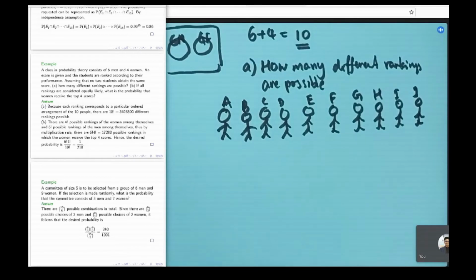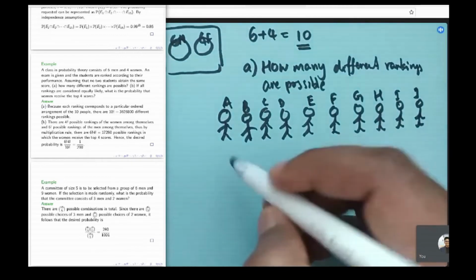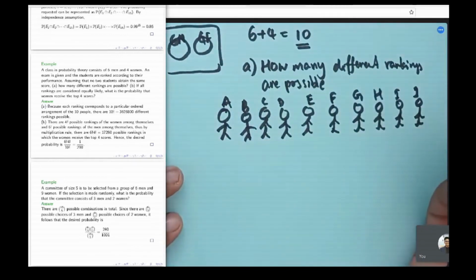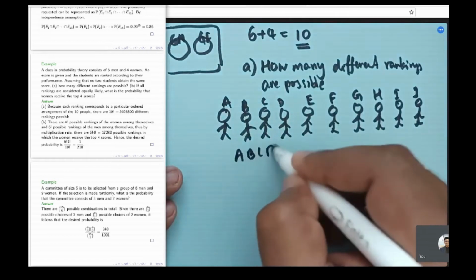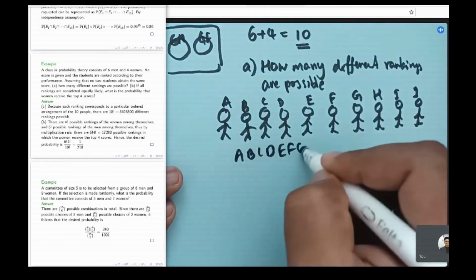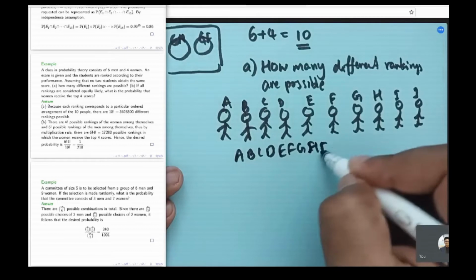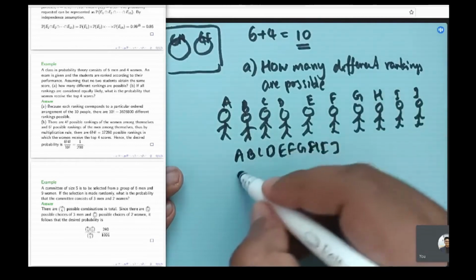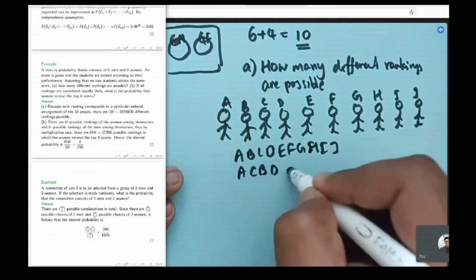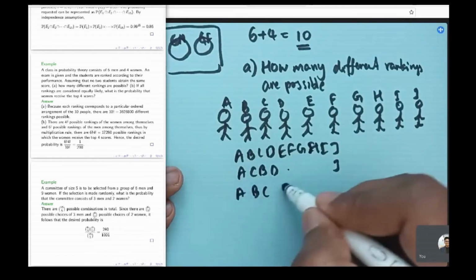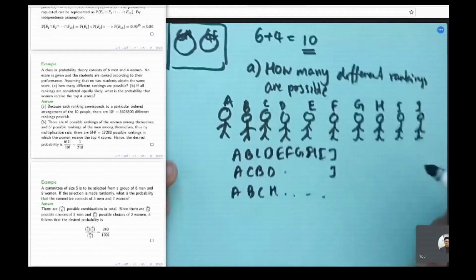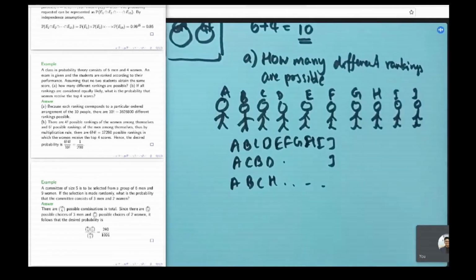Now, different rankings means you organize these names or these individuals in different order. So it can be A, B, C, D, E, F, G, H, I, J, like in this order, or it may be A, C, B, D, and all the way up to here, or it may be A, B, C, and then you have H, like this. So you can think of all the possible different variations that can be there.